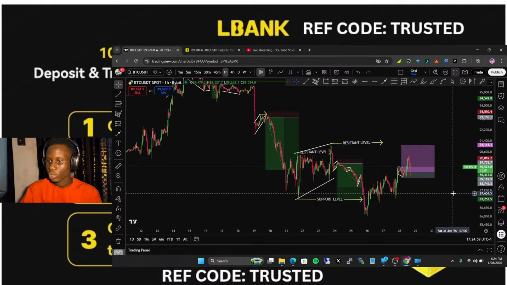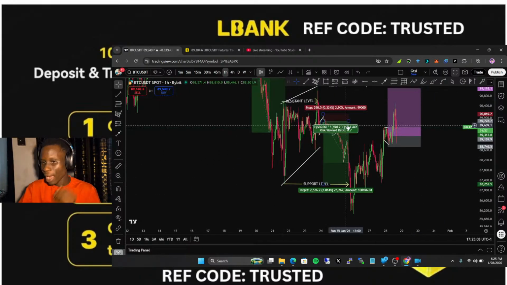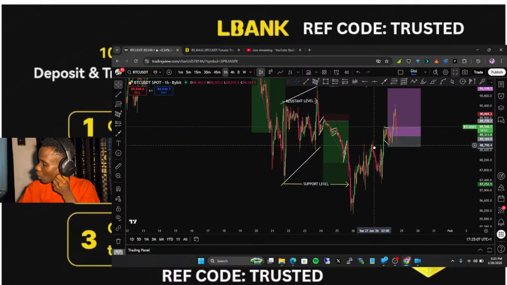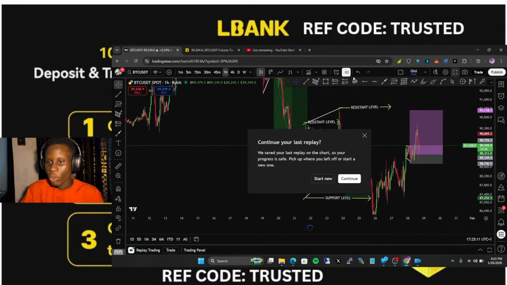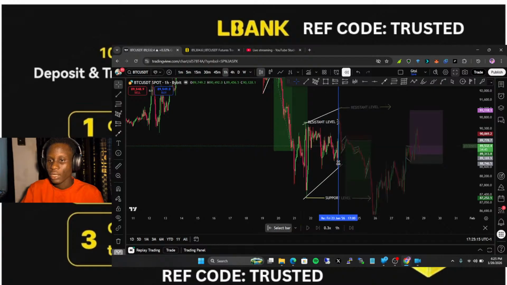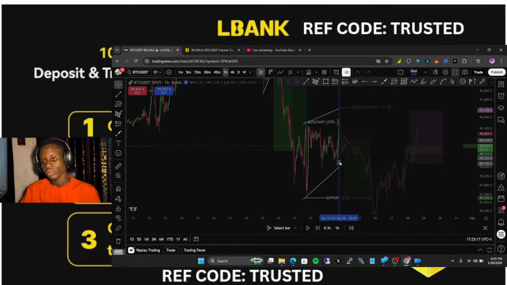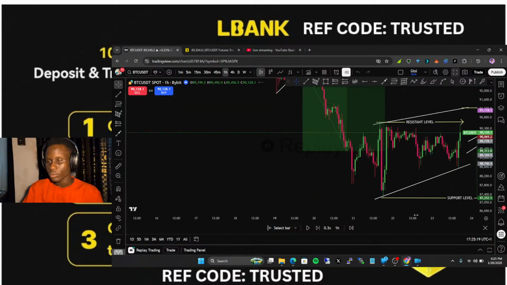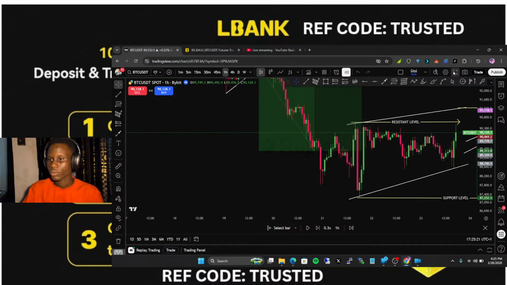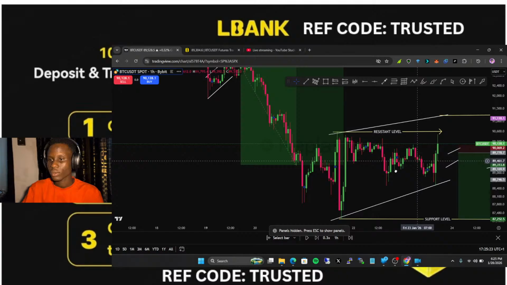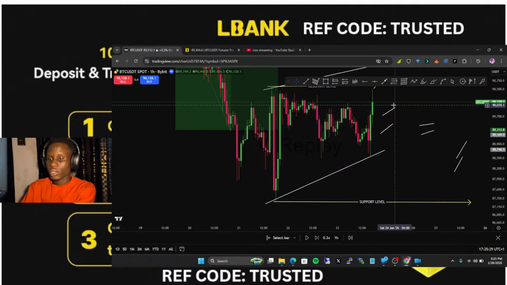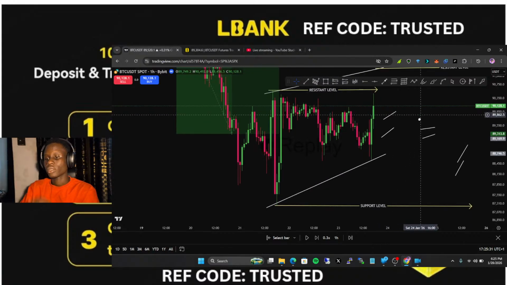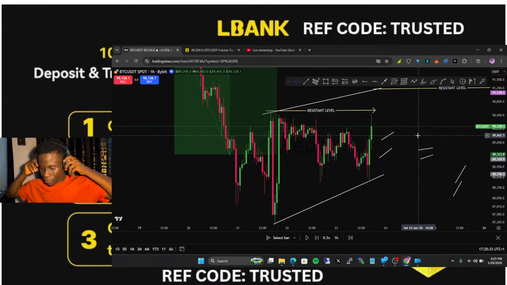So I'm still going to take price back to what we have here on BTC USDT, and let's take price back to where we have this bear flag. Let me split that. Alright, so this is where we have the bear flag.